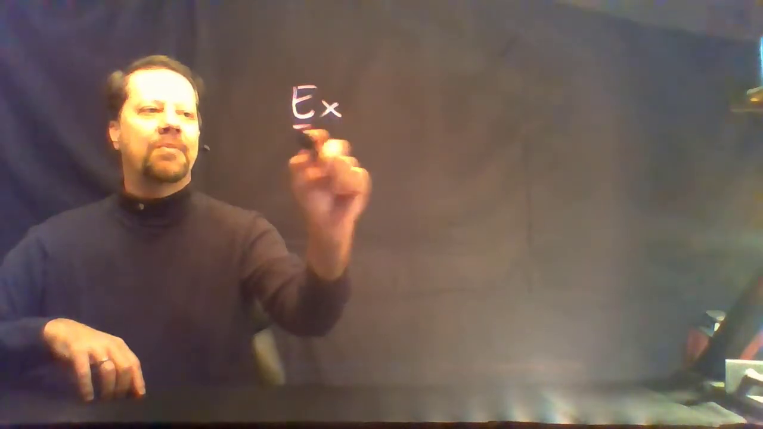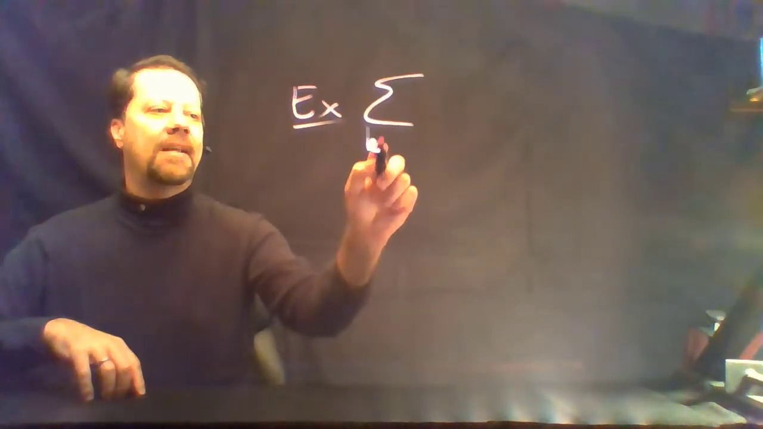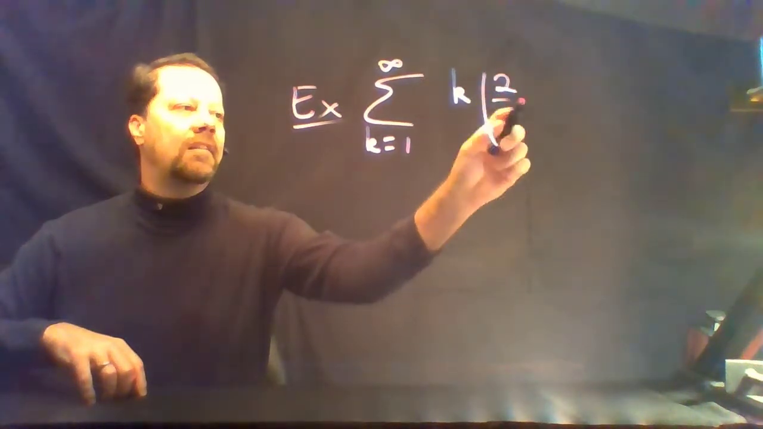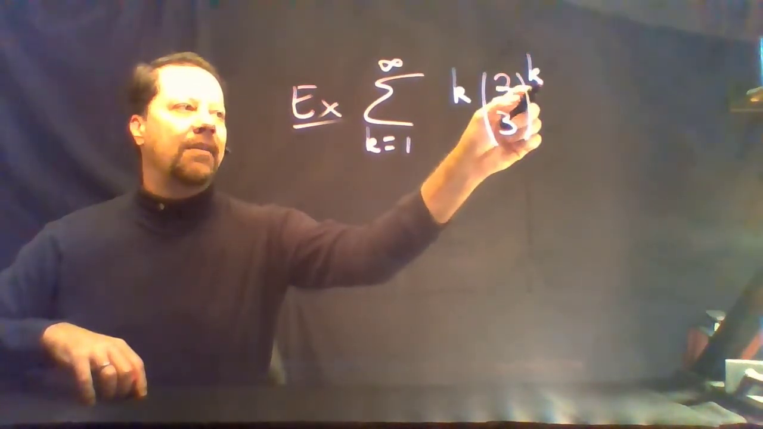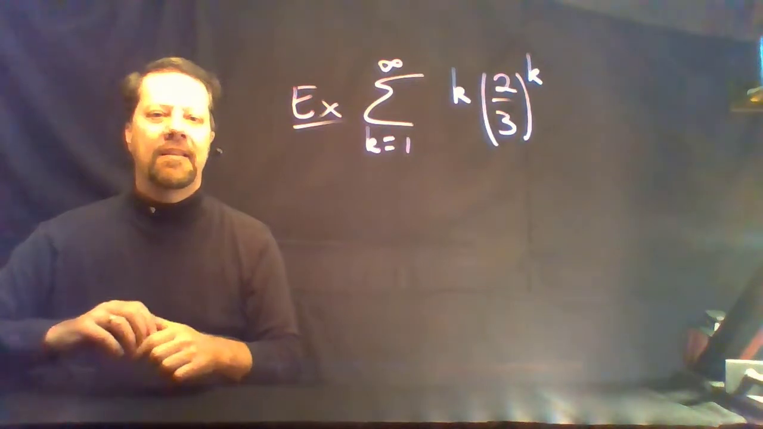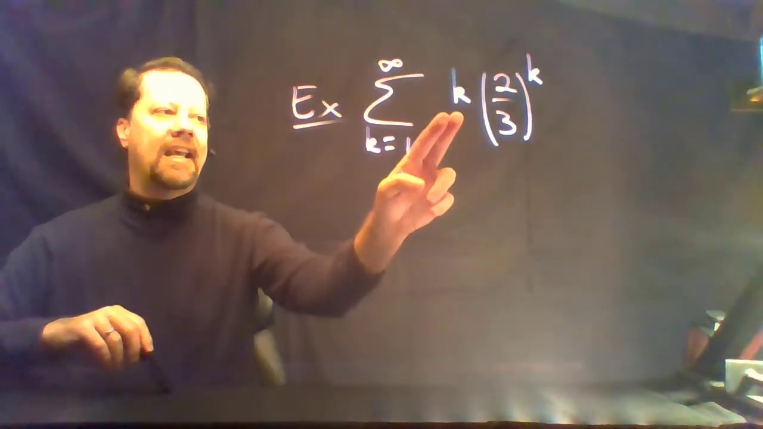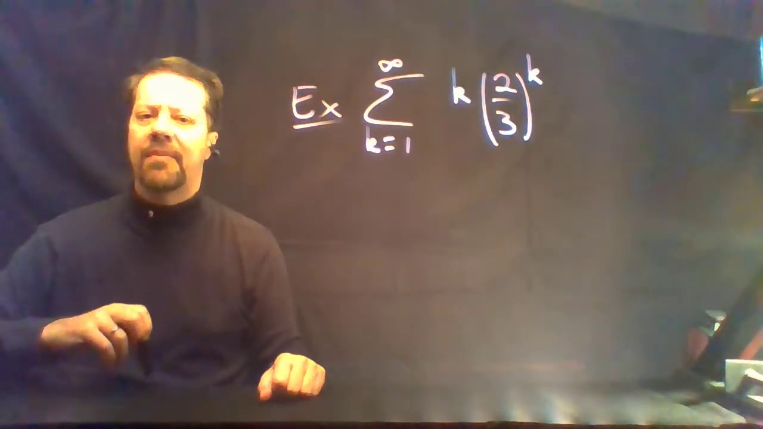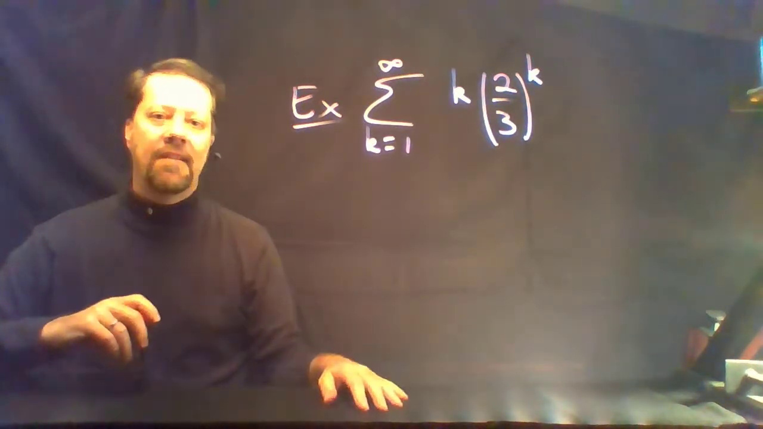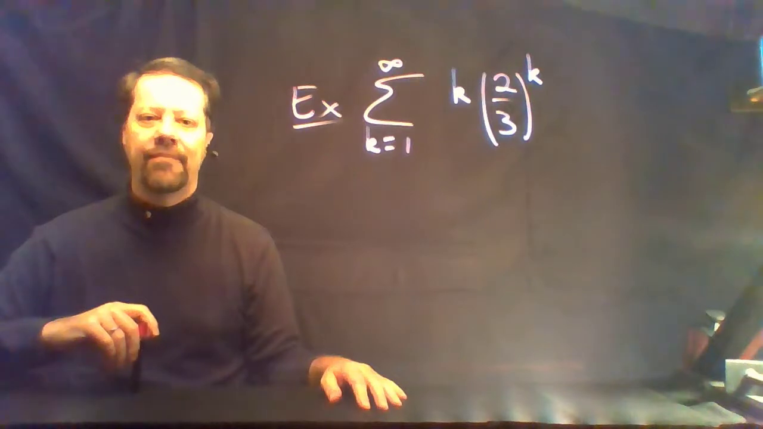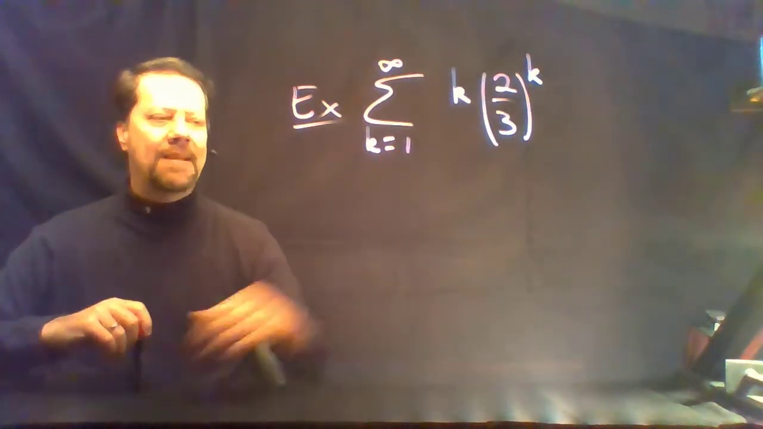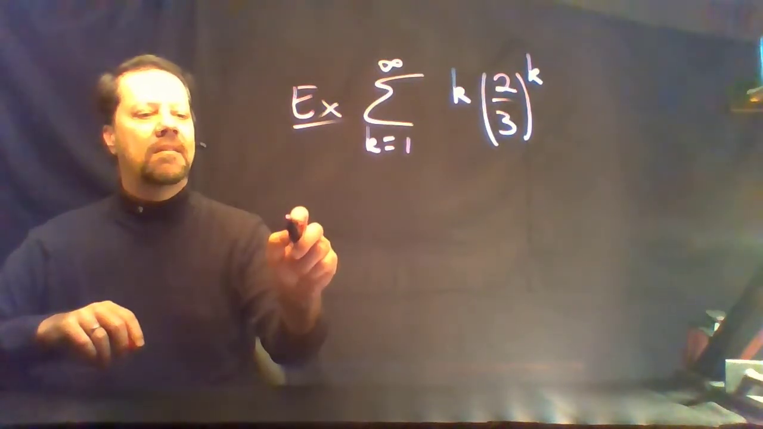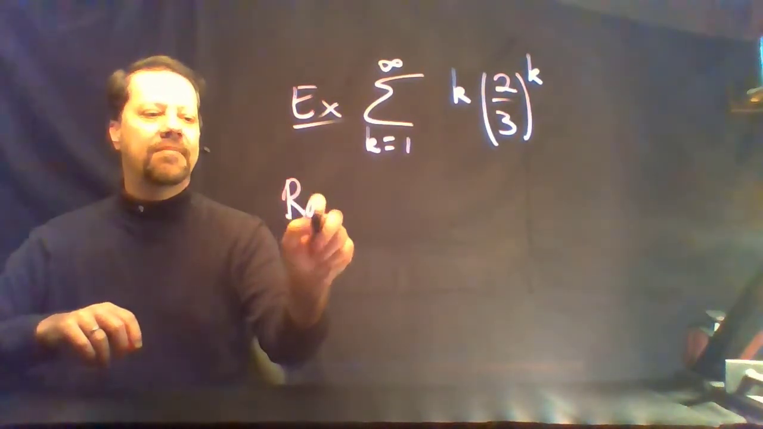As another example, let's consider the sum as k goes from 1 to infinity of k times 2/3 to the power k. If not for this factor of k, we would have ourselves a geometric series with a common ratio of 2/3. That we expect to converge. However, we have this pesky little factor of k right here. Let's use the ratio test.